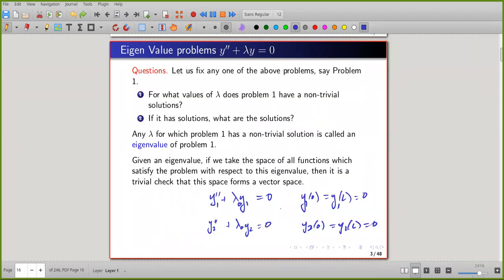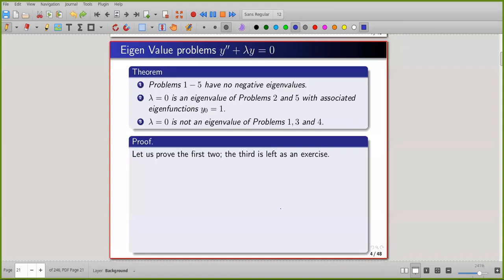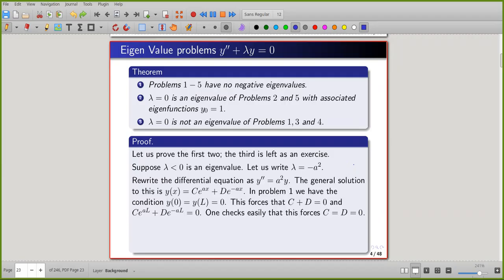Okay, so let's go ahead. The proof is really trivial. Suppose lambda strictly less than 0 is an eigenvalue. Let us write lambda equal to minus a square, so a is positive, because we are assuming lambda is strictly less than 0. So we rewrite this differential equation as y double prime minus a square y equal to 0.